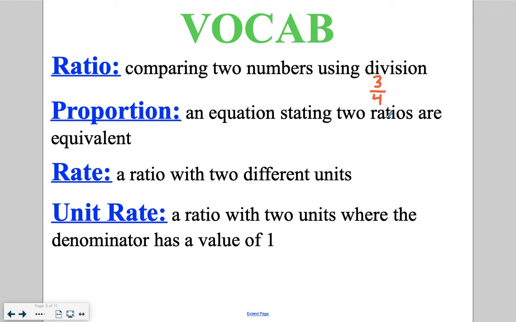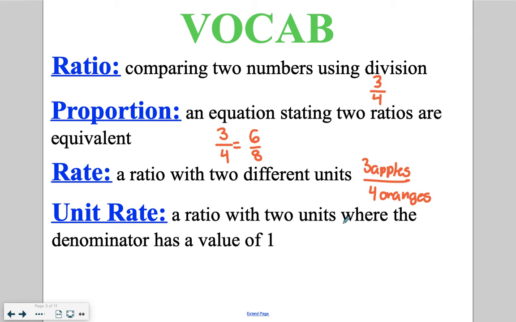Proportions are an equation saying that two ratios are equivalent. So saying, for example, that 3/4 is equal to 6/8. That's a proportion because we've got two ratios being equivalent. A rate is going to be a ratio with different units. So if I said, let's say, 3 apples over 4 oranges, that would be a rate because it's a ratio with labels, so with those units.